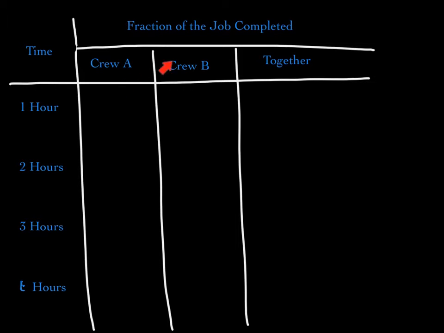On this side, it's the fraction of the job that is completed by crew A, by crew B, and when they're working together. All right, check out this first row. The problem said that crew A can do the entire job in 4 hours. That means in the first hour, a quarter of the job is completed.